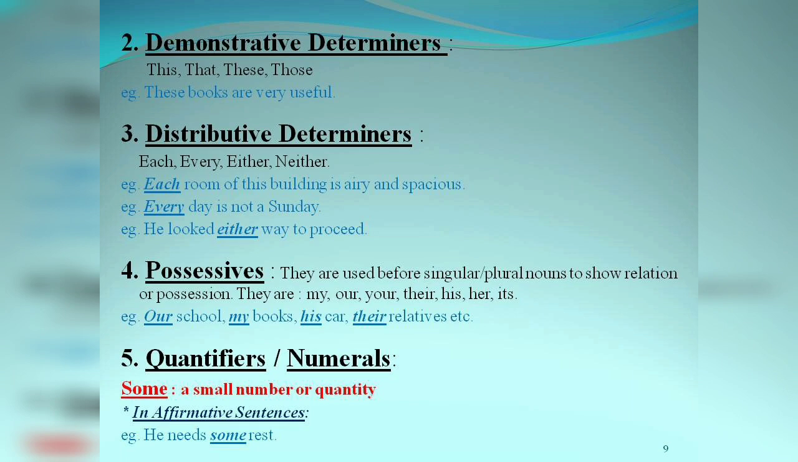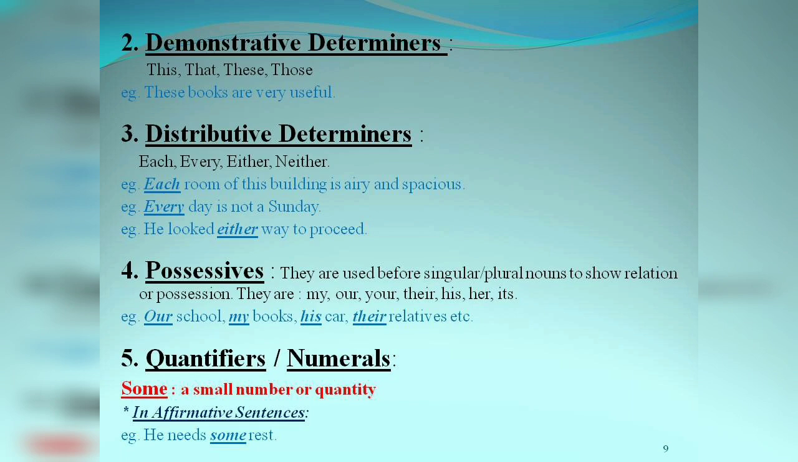Next, demonstratives: this, that, these, those. This and that are used for singular things, and these and those are used for plural things. This denotes nearness, while that denotes a distant object. Similarly, these denotes nearness, and those denotes objects at some distance. First sentence says, these books are very useful.